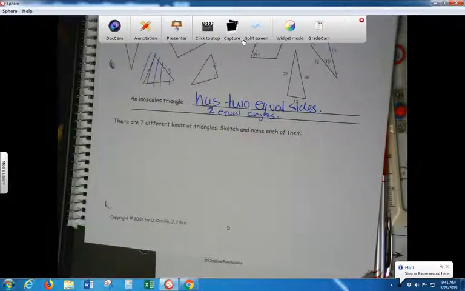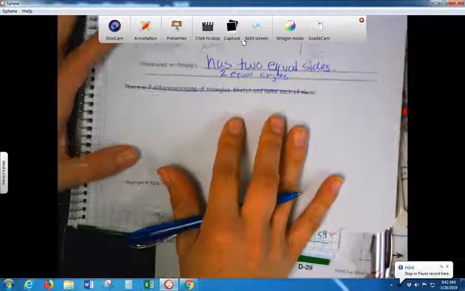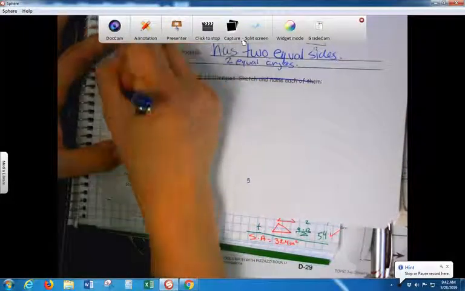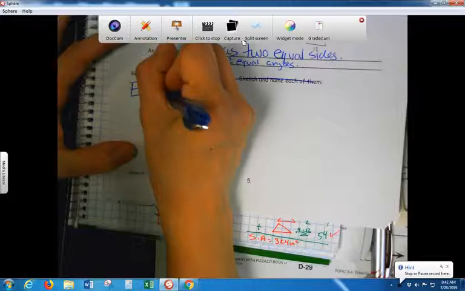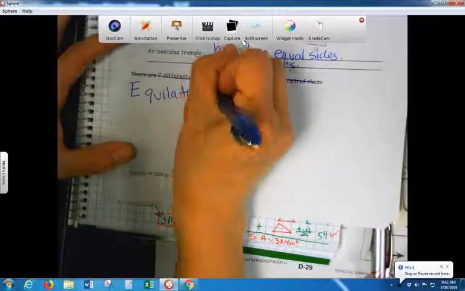Okay, there's one that's missing. Does anybody know which one's missing? We have a scalene triangle, an isosceles, and we're missing? The triangle that's all equal. Yes. What do you call that? Yes. So, we're going to skip this. We're missing what is called an equilateral triangle.